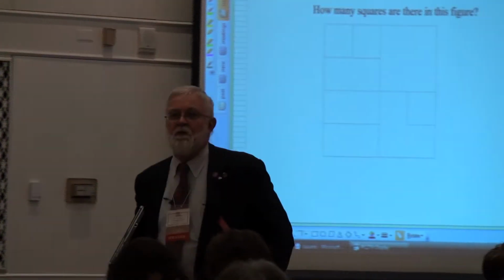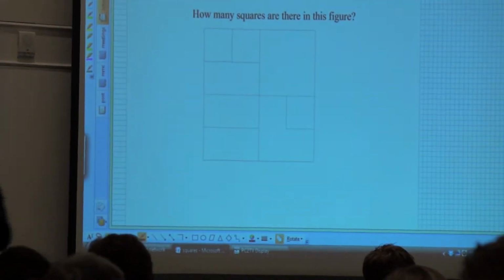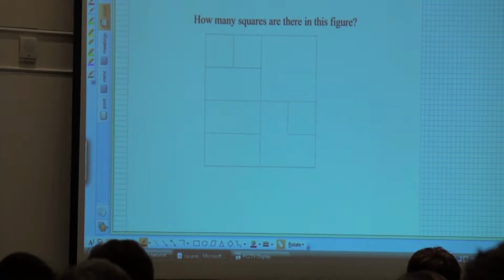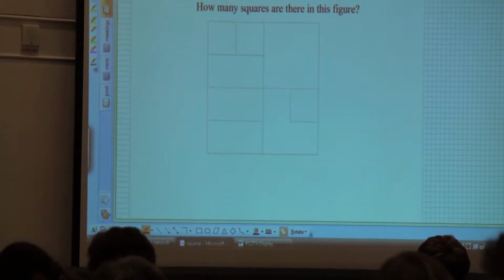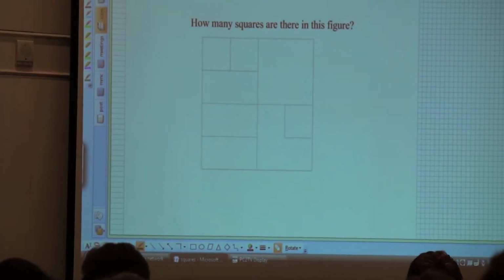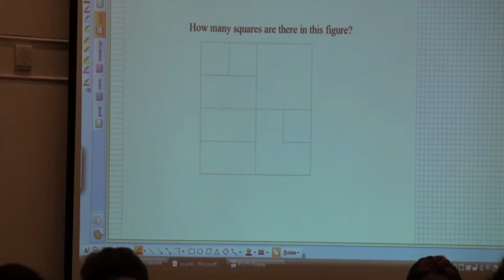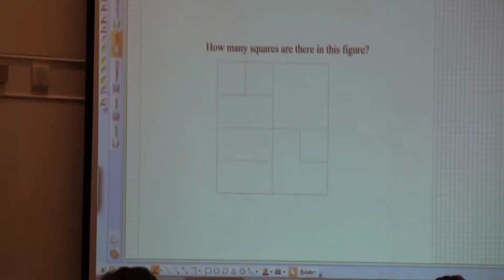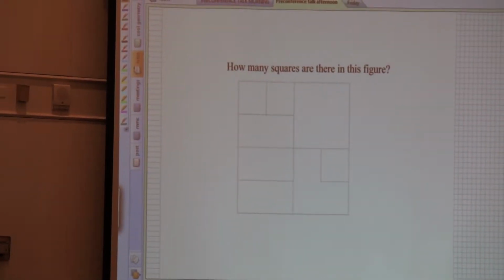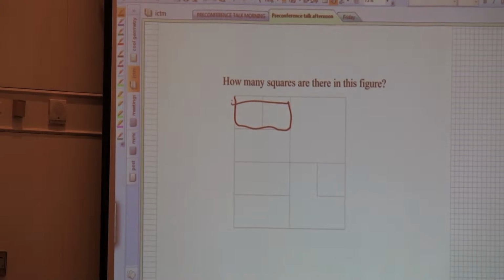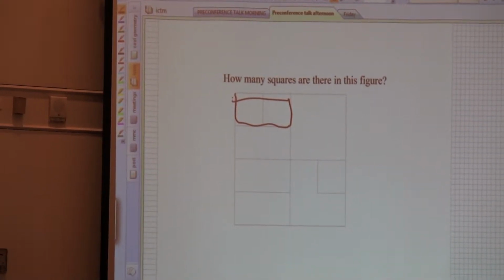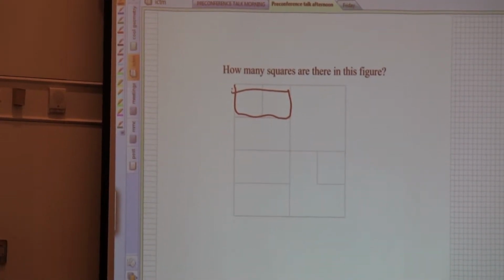Now let me tell you about where it goes. Some kids get 7, some kids get 8, some kids get 9, some kids get 27. How do you get 27? You don't know the difference between a square and a rectangle. So you're assuming that this is a square. Well, that's what I was talking about earlier in terms of context. And I want to get to that right away.